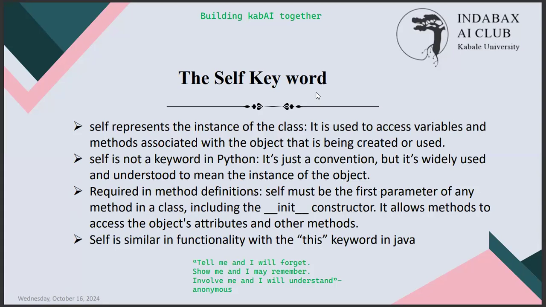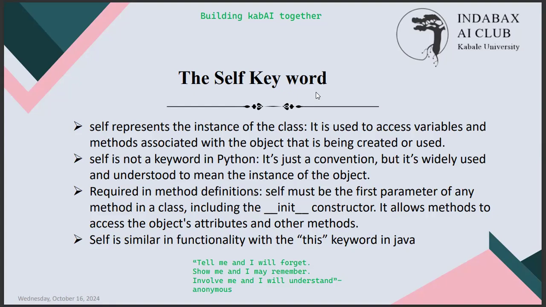So let's talk about the self keyword in detail. The self represents the instance of the class. It is used to access variables and methods associated with the object that is being created or used. Self is not a keyword in Python, it's just a convention. It's widely understood to mean the instance of the object.